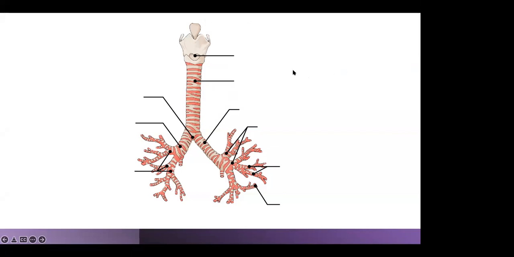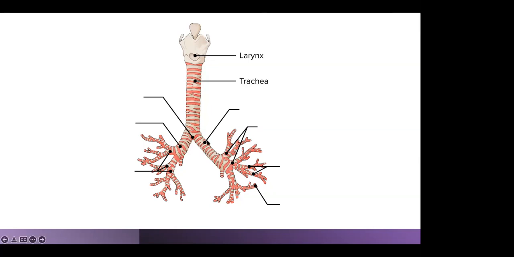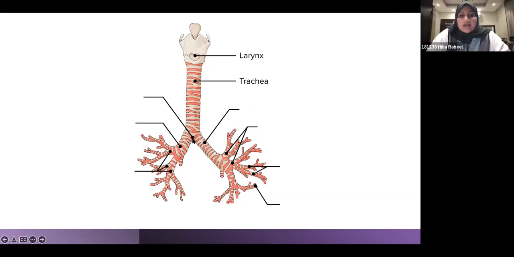Okay, so the first one is the larynx, the one at the top. Very good. Then we have the trachea. Excellent. Now identify this one. This one is the carina. Yes, excellent. But the carina is the angle. This is pointing at something else. What is this pointing at?